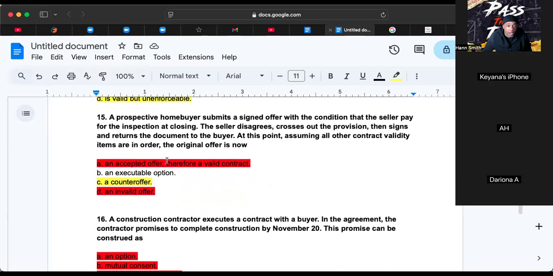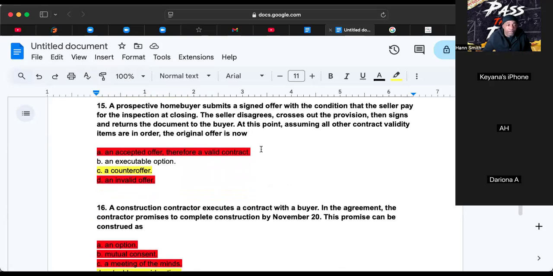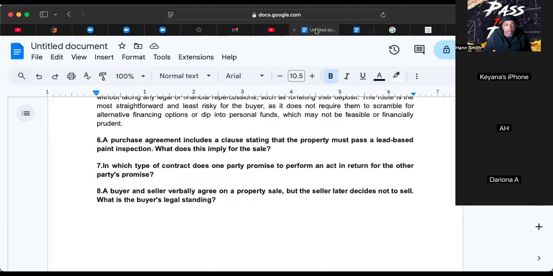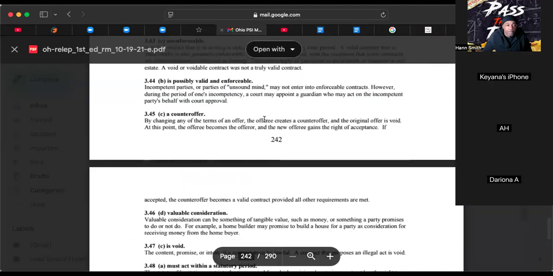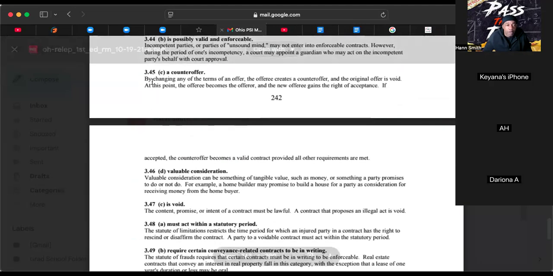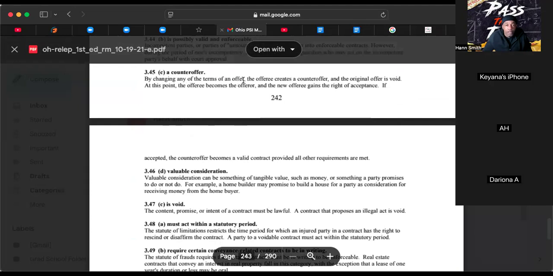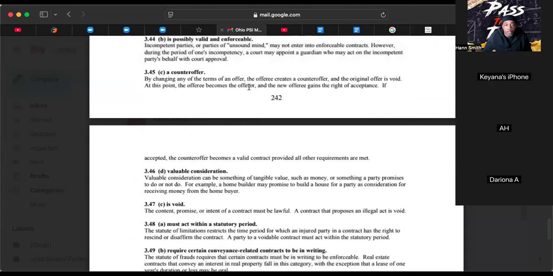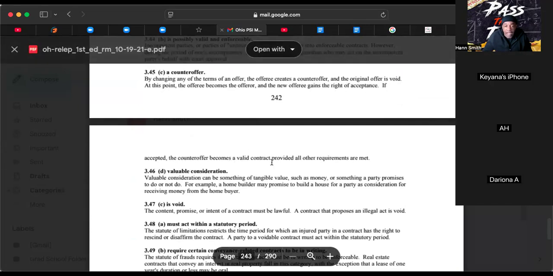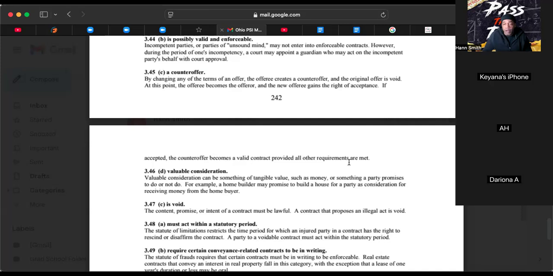All right. We said counter offer for 15. Let's see what 15 is on here. 15 says a counter offer. We got that one right. By changing any terms of an offer, the offeree creates a counter offer and the original offer is void. At this point, the offeree becomes the offerer and the new offeree gains the right of acceptance. If accepted, the counter offer becomes a valid contract providing all other requirements are met.